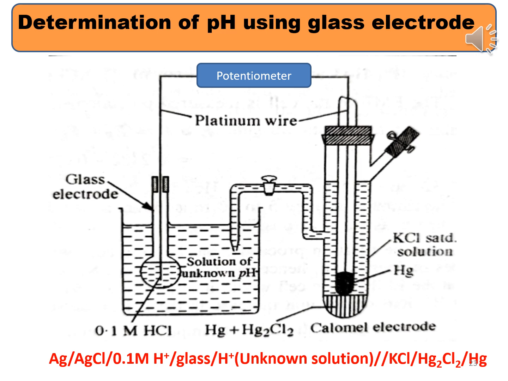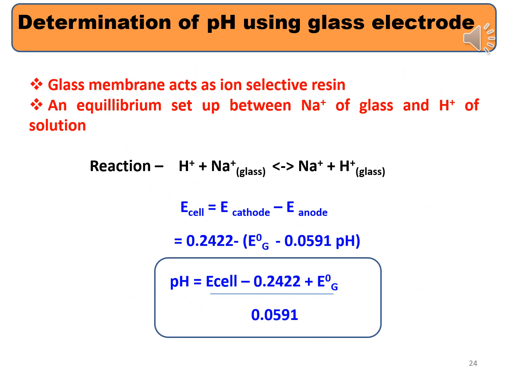The cell representation of this cell setup is Ag/AgCl/0.1 molar H+/glass/H+ of unknown solution, salt bridge, KCl/Hg2Cl2/Hg. As we said earlier, here the glass membrane will set up an equilibrium between Na+ ions of the glass and H+ of the solution.